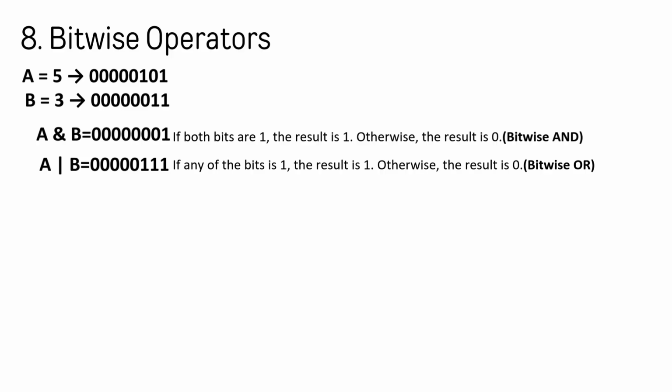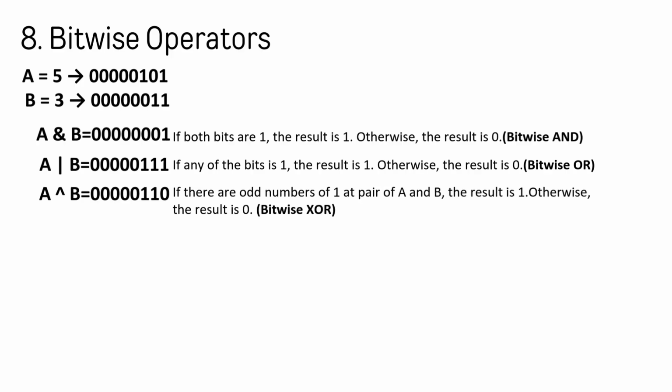We see it from the rightmost bit. Okay, so 1 1 is equal to 1 for A or B. Then 0 1, it will also be 1. Then 1 0, it will also be 1. And the other bits will be 0, since there is no 1 in either A or B. So we will get 7 for A or B. If we perform the OR operation with A equal to 5 and B equal to 3, we will get 7.